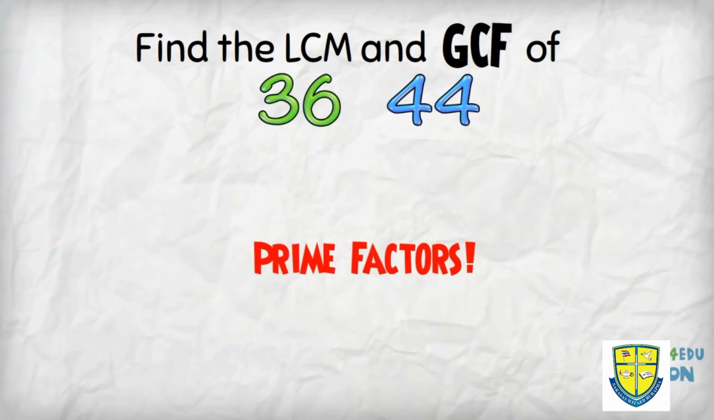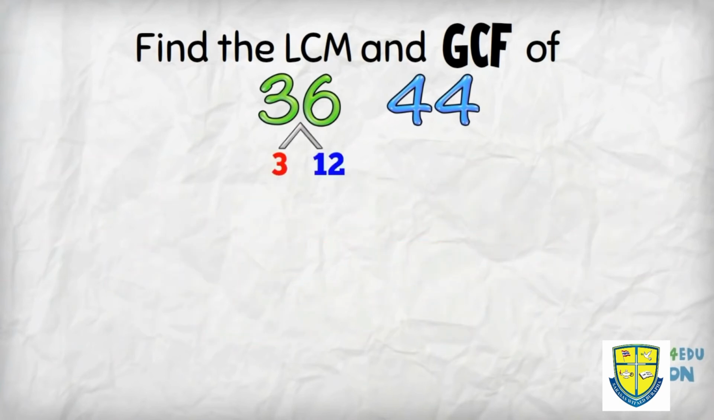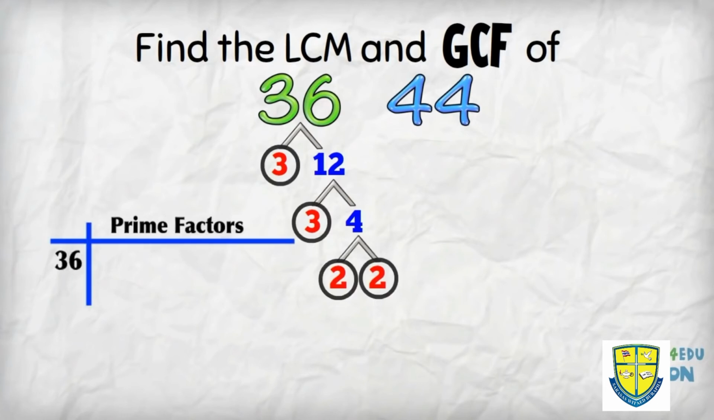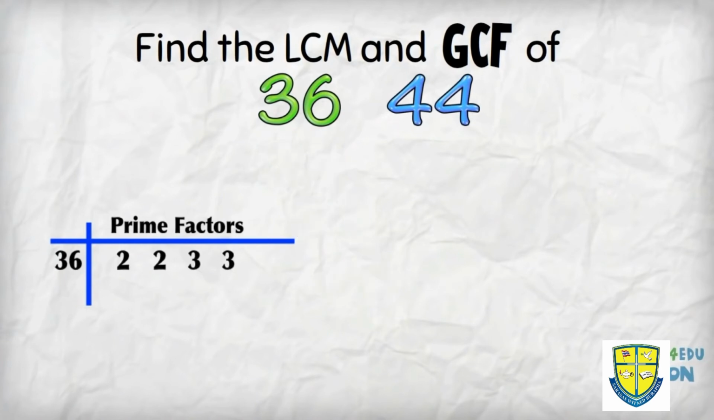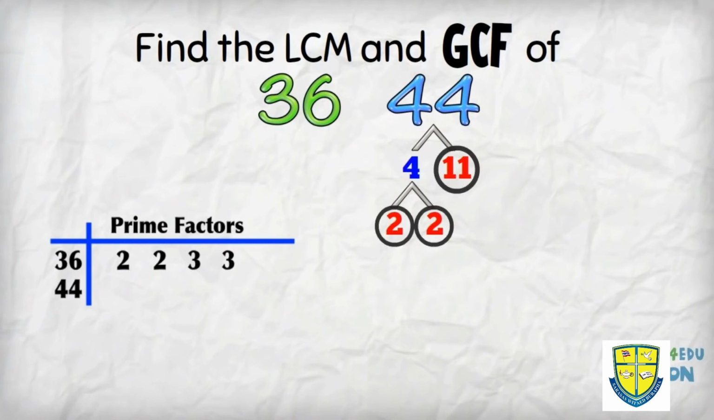Get the prime factors. 36 is from 3 times 12. 12 is from 3 times 4. 4 is from 2 times 2. Then list the prime factors in a table: 2 times 2 times 3 times 3. Clear the area. 44 is from 4 times 11. 4 is from 2 times 2. Put those prime factors into the table, aligning like factors: 2 times 2 times 11.